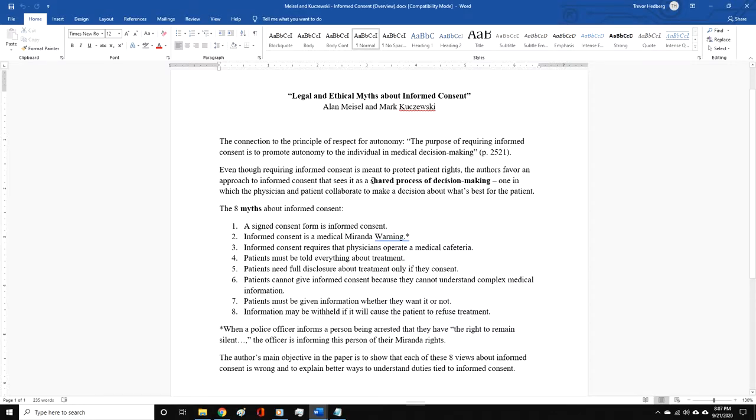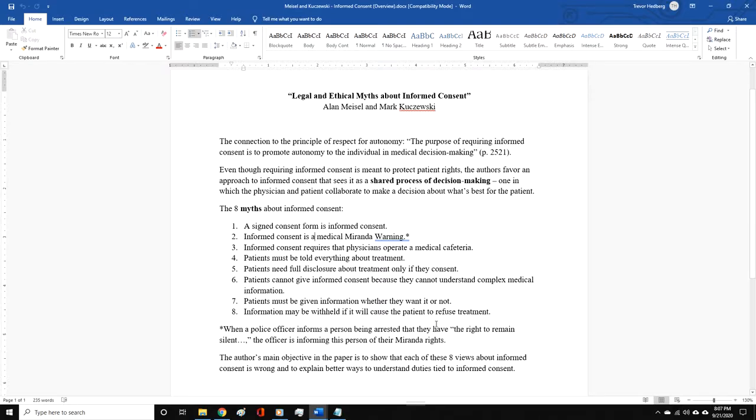Now, the authors advocate that we should understand informed consent not as a one-sided process, not as just a physician having to fulfill some kind of formal legal requirement to get a signature on a form, but instead as a shared process of decision making, a type of dialogue and conversational exchange between the physician and the patient. In fleshing out this conception of informed consent, they spend time addressing 8 myths about informed consent, and this is just the short list of all of those different myths.